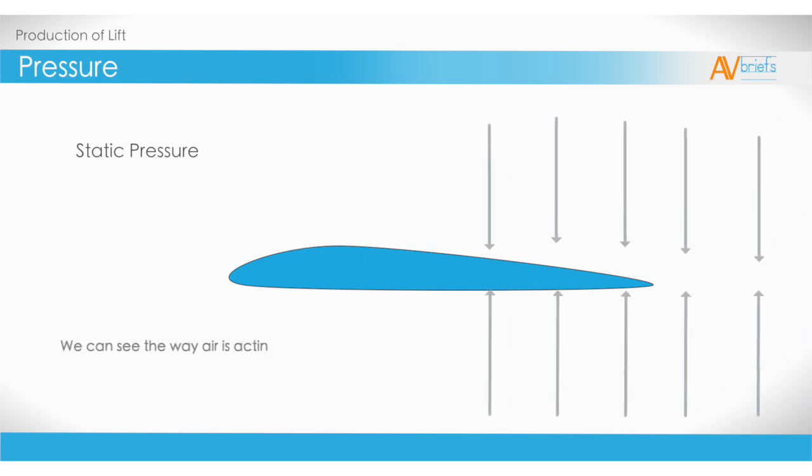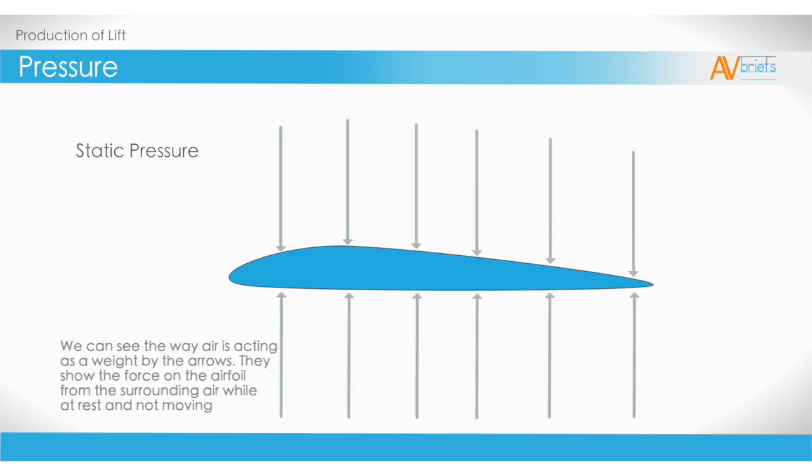We can see the way air is acting as a static weight by the arrows. They show the force on the airfoil from the surrounding air while at rest and not moving.